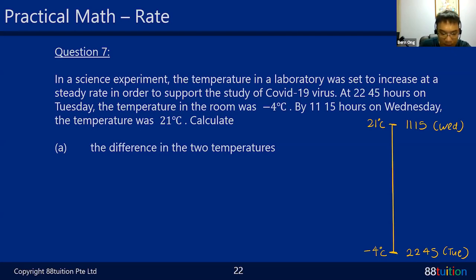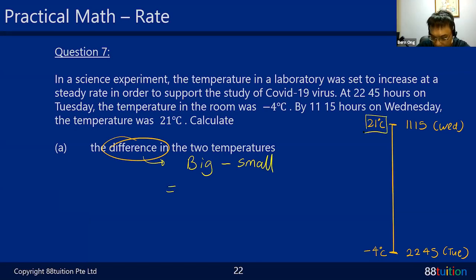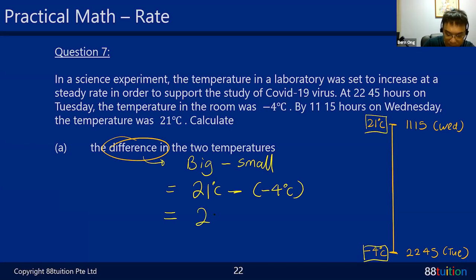The question says, calculate the difference. What is the meaning of difference? To me, difference means big minus small. So you have 21 and -4. Which is the bigger number? 21. 21 minus the smaller number, -4. Put the -4 in the bracket. Negative negative is plus, so 25. Correct, Spider-Man, you're right. So the answer is 25 degrees Celsius. Remember, difference is big minus small. Very simple.